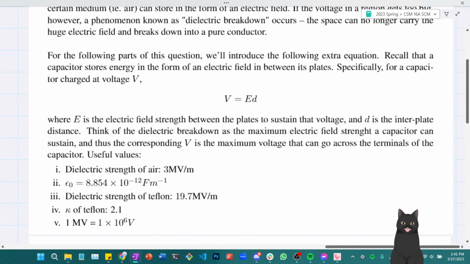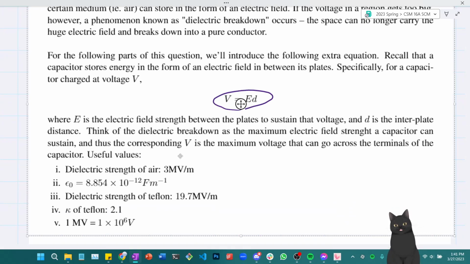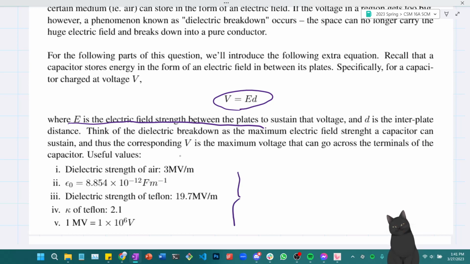First of all, note that we can use this formula to calculate the voltage across the capacitor. The formula is called V equals ED, where E is the electric field strength between the plates. Once again, this is slightly out of scope for 16A, but it is among the hints that we'll see for the question. D here stands for the distance between the plates.